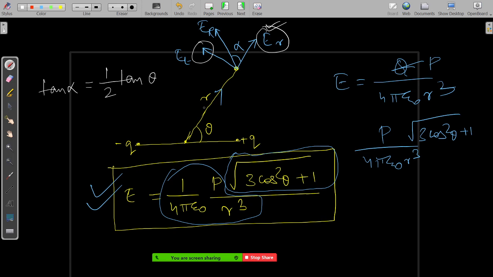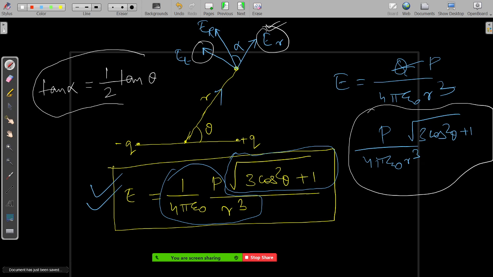We have to remember this formula. The electric field, first thing, this is the magnitude. Now we have to remember the direction also. So tan alpha equals half tan theta. But you have to imagine that this alpha is the angle away from this particular line, in this direction.